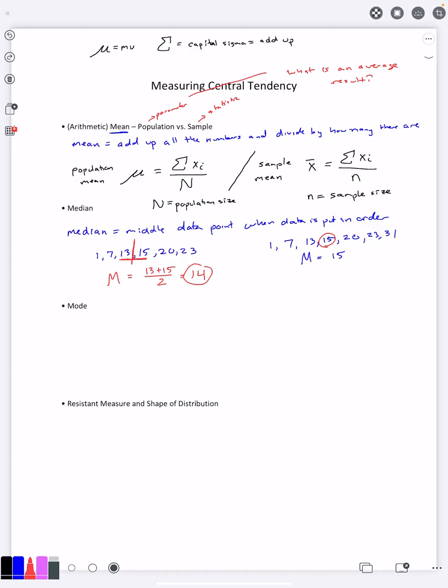Okay, last one here is the mode. So the mode is the most common data point. That wouldn't really make sense with the previous data because everything occurred once. But let's say you have data where sometimes a number will occur more than once.